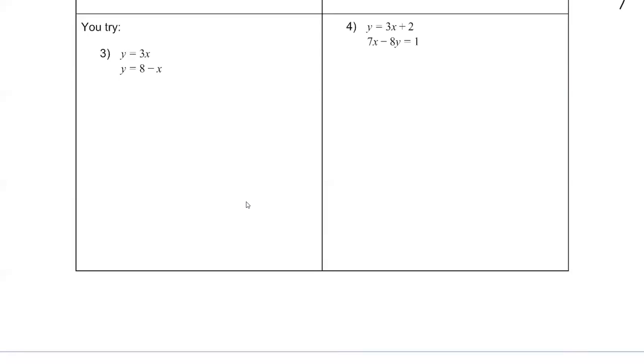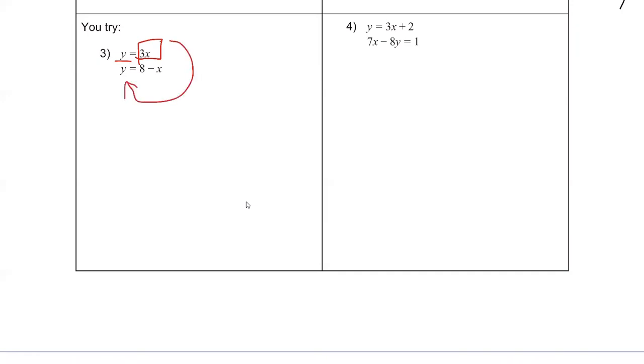Example 3 is kind of a weird situation. We have y equals 3x and we have y equals 8 minus x. So they're both in that form we want to look for. It really doesn't matter which one you use, but usually I just do the first one. So we know y equals 3x. So in the second equation, we can use this nickname. Anywhere I see a y, I can replace it with 3x.